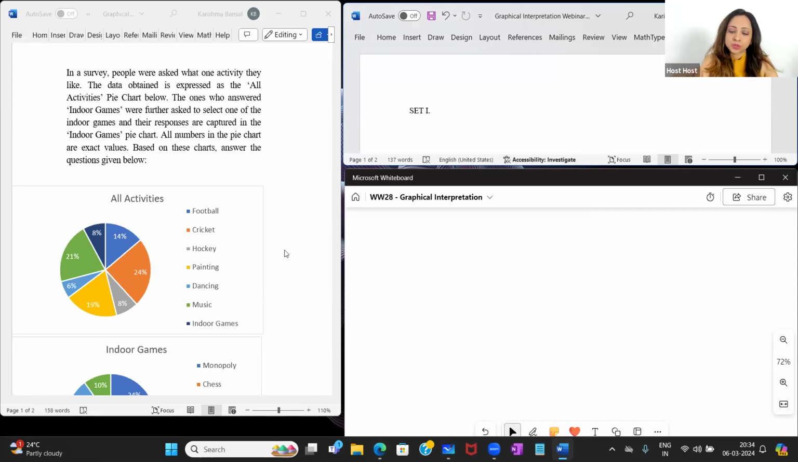So let's first go through this question, understand what the graph is giving us, and then we look at the questions. All right. So in the survey, people were asked what one activity they like. Now, before we start with this question, let me do another thing. I will tell you about the normal type of pie in pie, a simpler pie in pie that we often see as well. And this question is going to be a little different from that pie in pie.